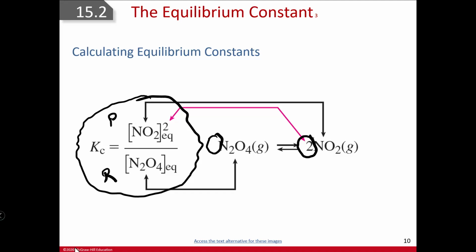So there's a coefficient of 2 in front of the nitrogen dioxide, so you're going to raise the concentration of the nitrogen dioxide by 2. If there's no coefficient, it's understood to be 1. We don't put a 1 there. So this is what happens, though.